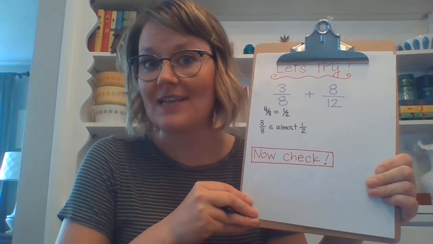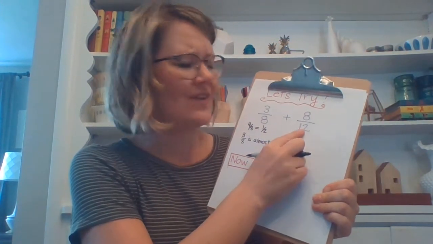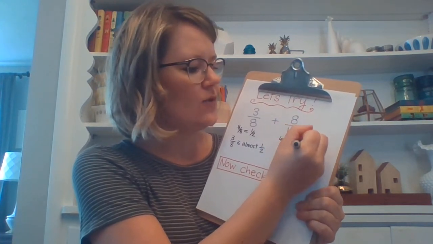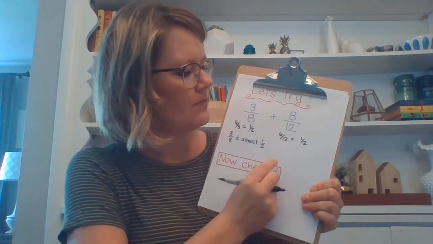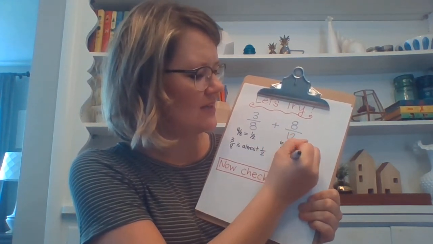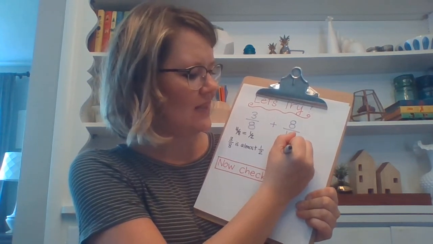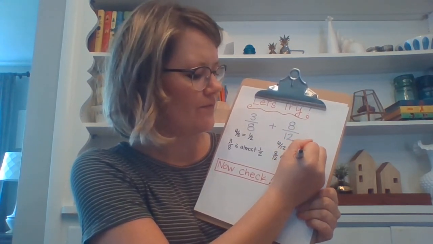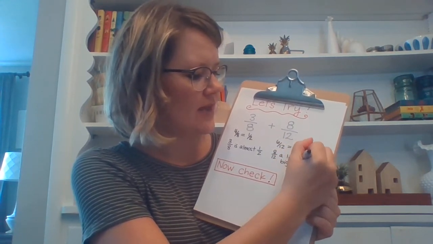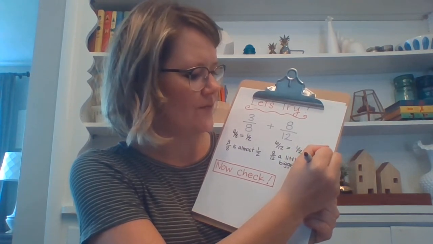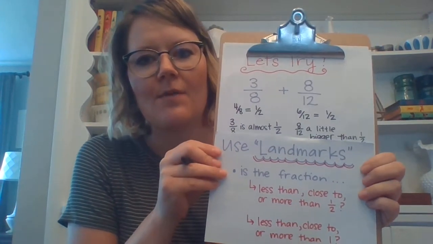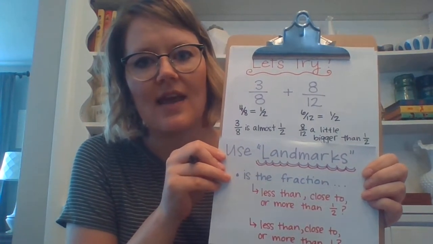And I might hear somebody say, well, I know that 1/2 of 12 is 6. So that means that 6/12 is equal to 1/2, which means that 8/12 is a little bigger, 2/12 bigger than 1/2. So here you can see we used landmarks and we compared 3/8 and 8/12 to 1/2.